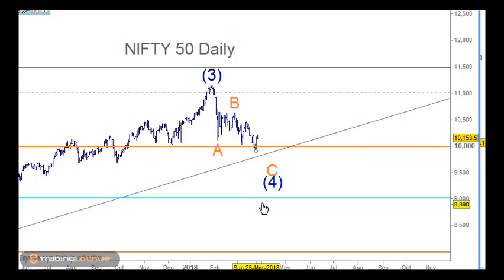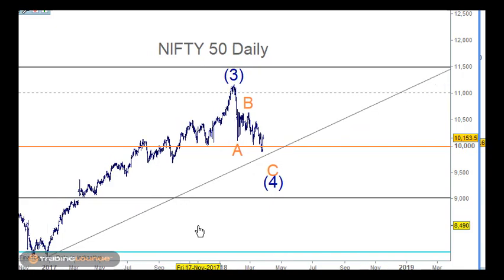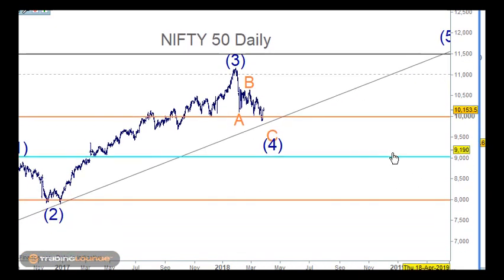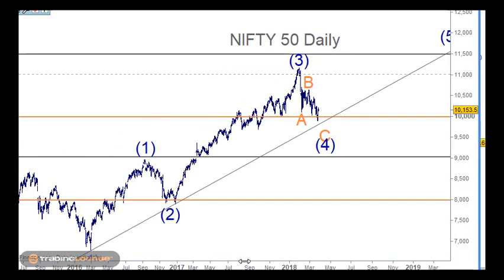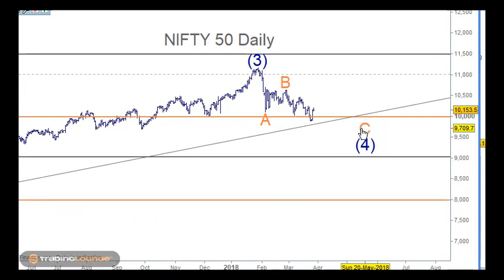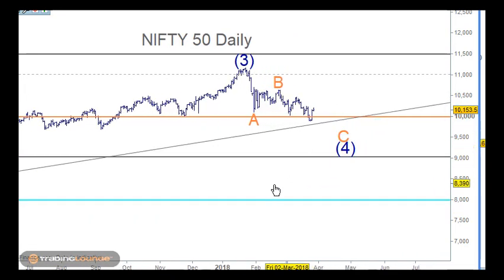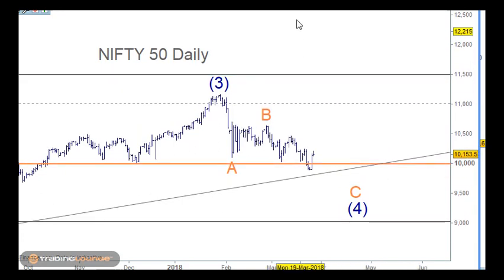The other point here, we'll have a look at this in a bit more detail, is that with a wave 4 here, we would normally see that trend line breached in a wave 4. It's not breached yet. It's very typical for that wave 4 to breach that trend line, and that hasn't occurred just yet. So that's what we're also looking for here.